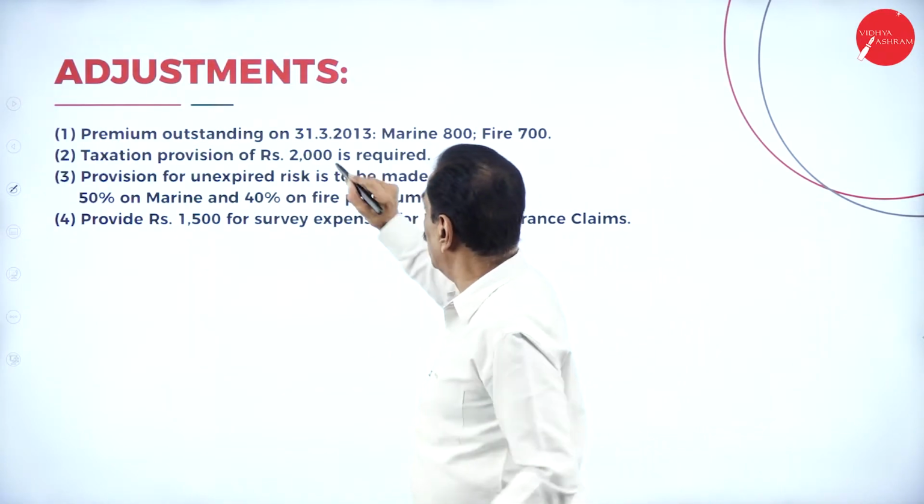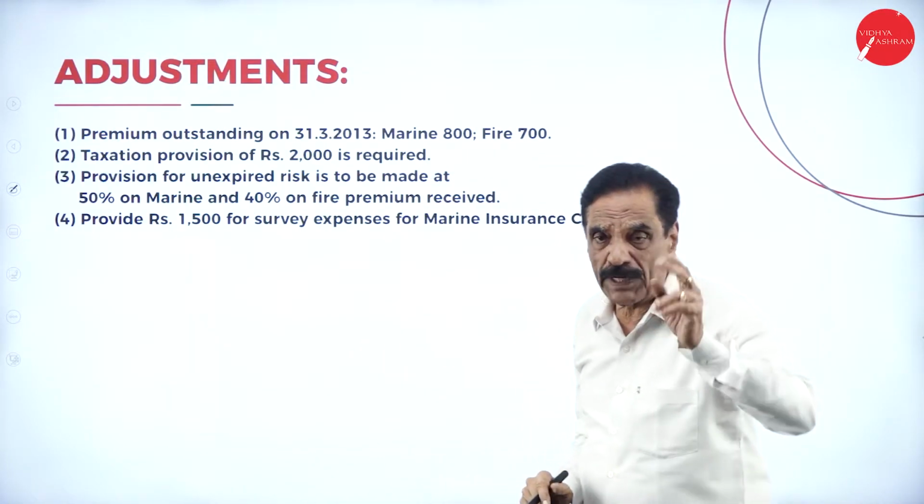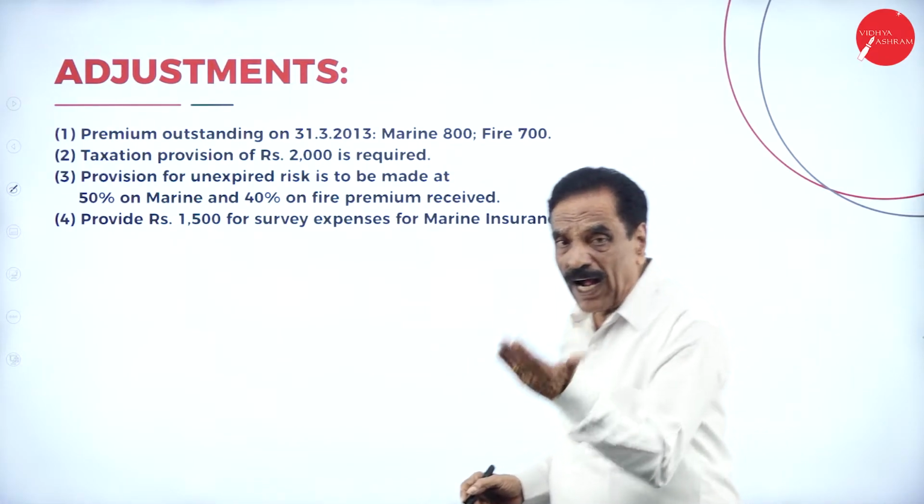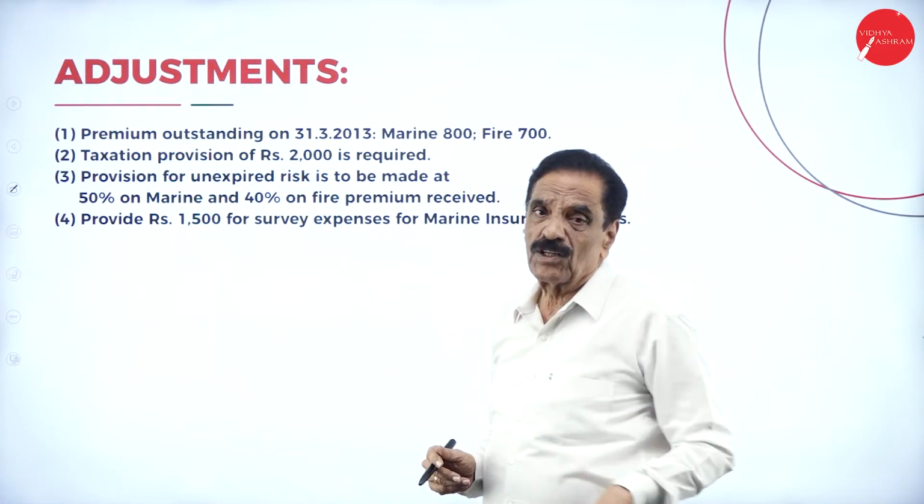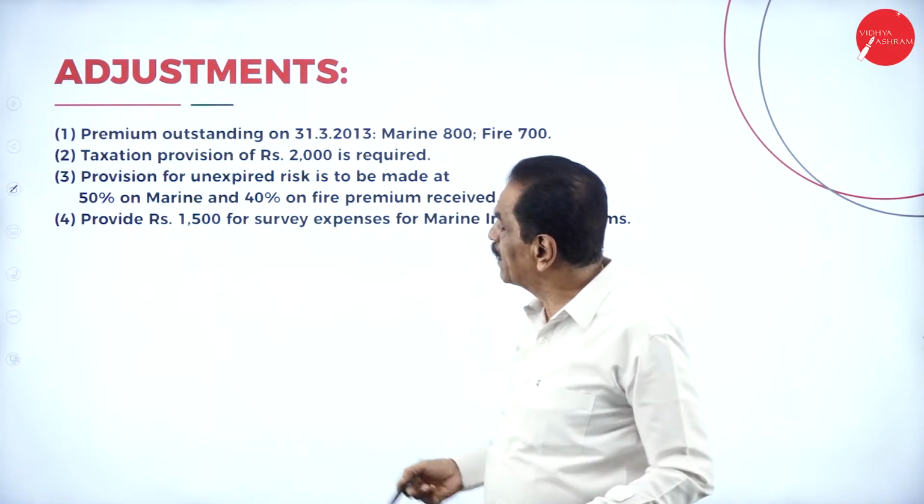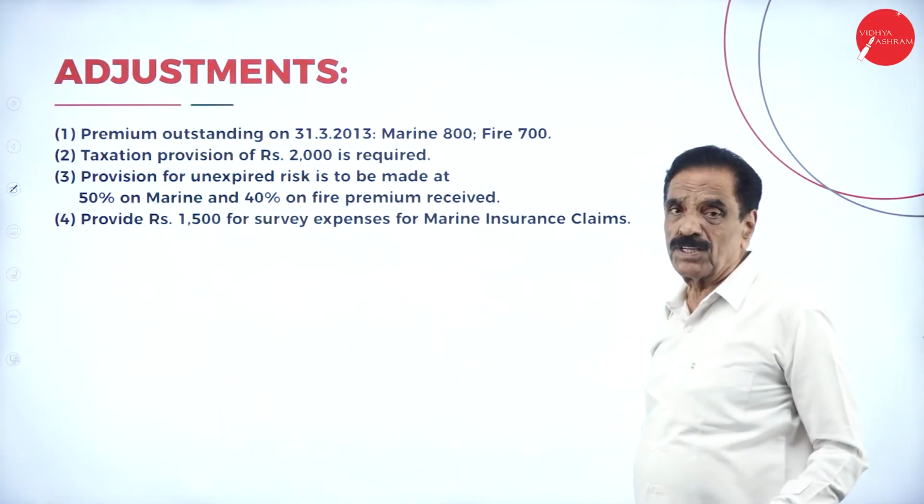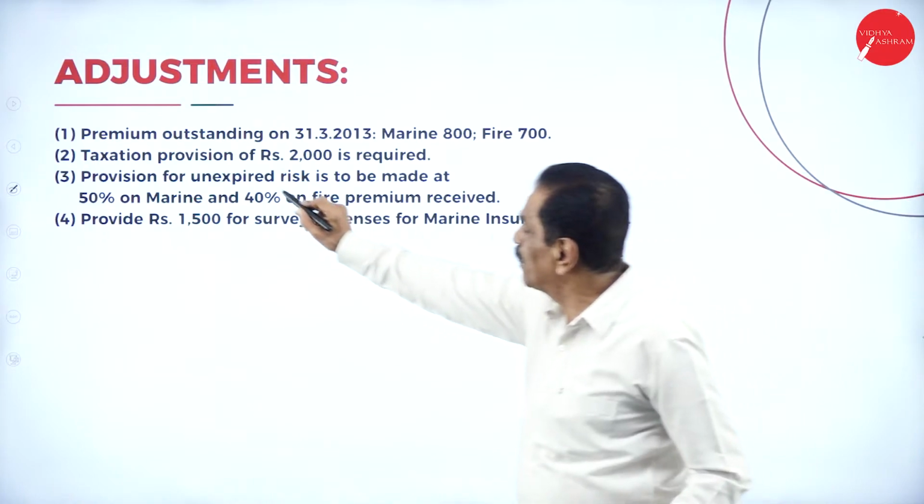So premium outstanding, all adjustments should appear twice. Premium outstanding, add to premium, that is schedule number 1. Then asset side of the balance sheet. Taxation, provision for taxation, we have to do that.